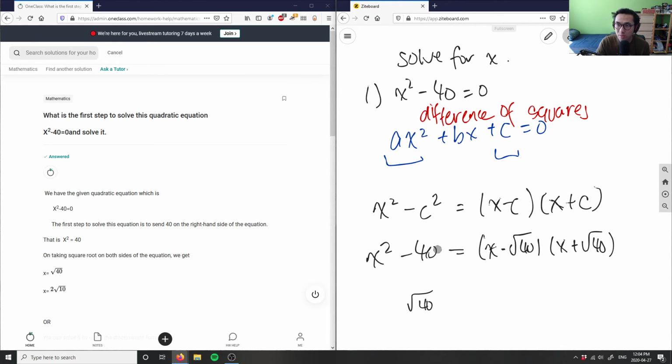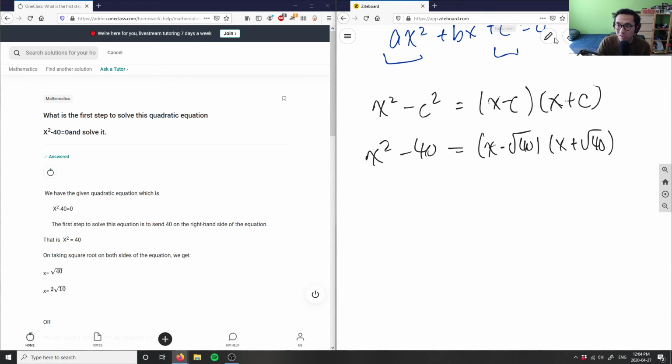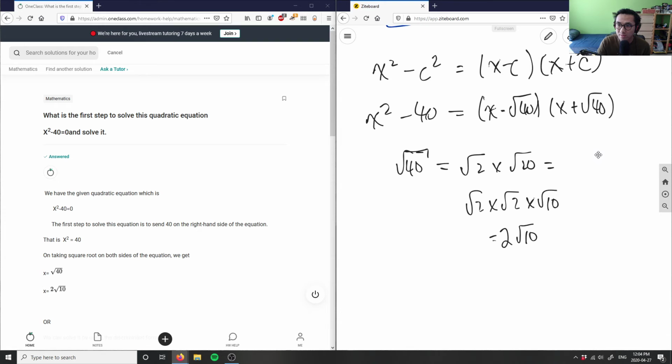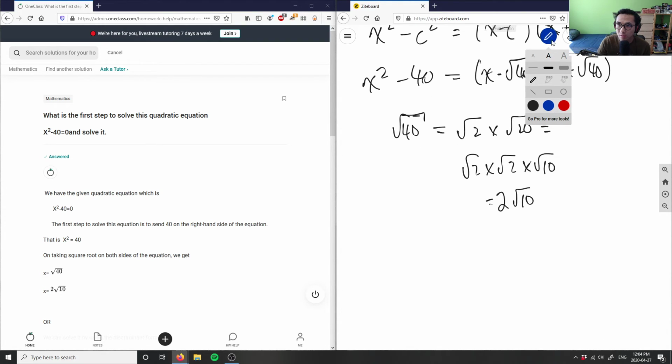And what we can do is break down the square root of 40 into a simplified radical term. So we have root 40. This equals root 2 times root 20, and if I divide it again, this is root 2 times root 2 times root 10, which is 2 root 10. So if I were to simplify this out, I would get something like this.